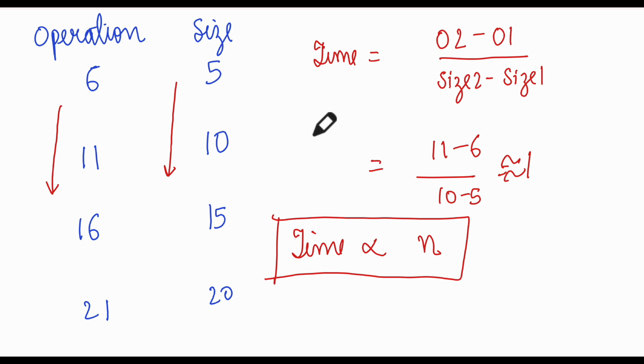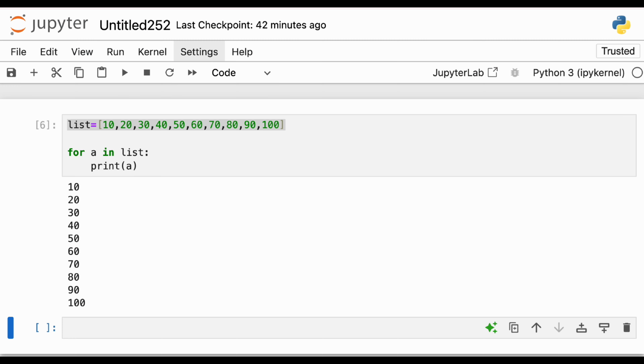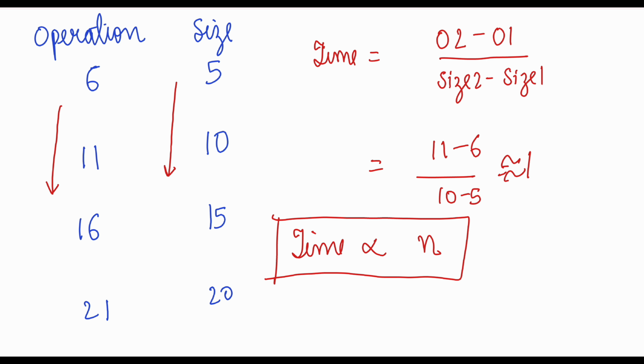So time complexity is not the runtime of your code. Time complexity means the rate of change of number of operations in your code with respect to the size of your data set. Okay, so I hope this explanation is clear. Now we will move to further discussion.